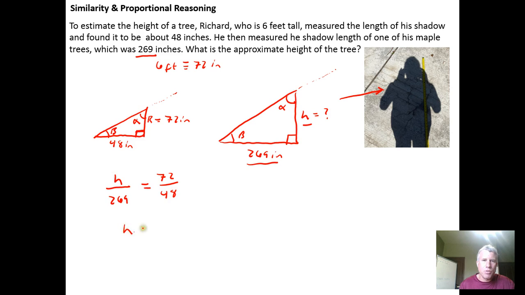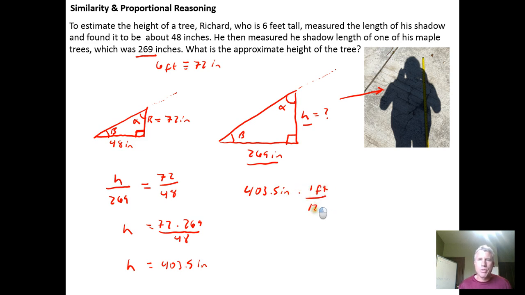Multiply both sides by 269. We get 72 times 269 over 48. So the height is going to be, and the calculator says that's 403.5 inches, or I could convert that to feet. 403.5 inches times 1 foot per 12 inches, so the inches go away, and that's going to give me 33.625 feet.